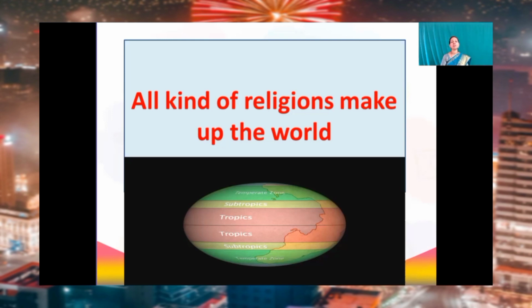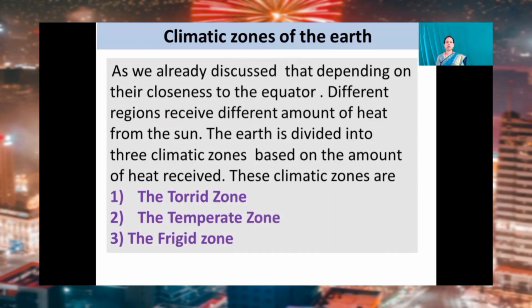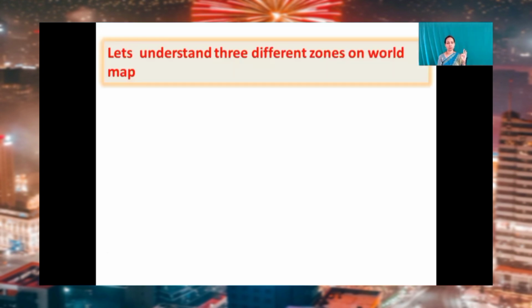Today we will continue with all kinds of regions that make up the world. In that we have different climatic zones. As we already discussed, depending on their closeness to the equator, different regions receive different amounts of heat from the sun. The earth is divided into 3 climatic zones based on the amount of heat received. These climatic zones are the torrid zone, the temperate zone, and the frigid zone.